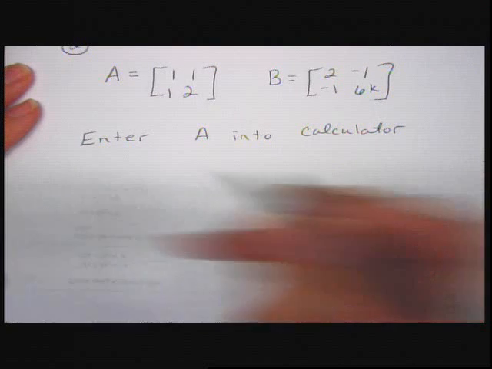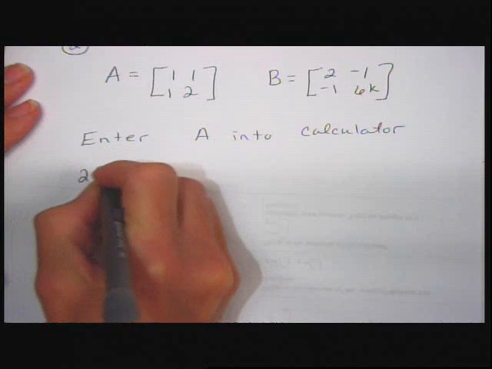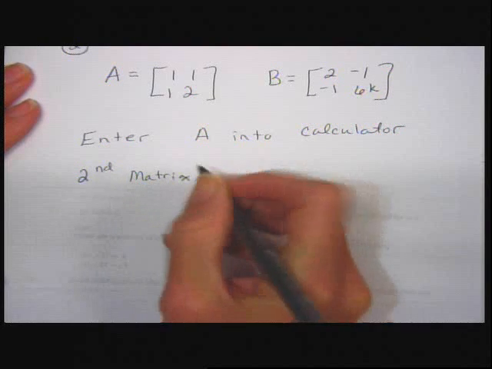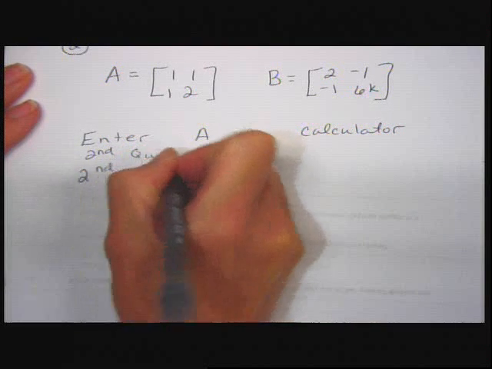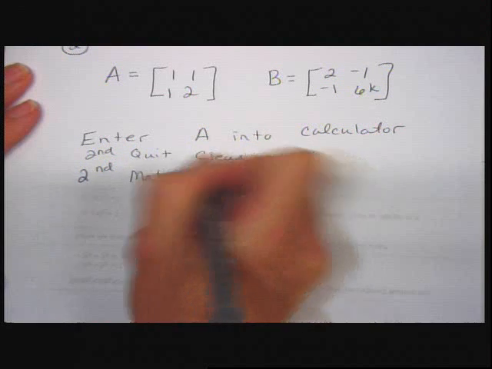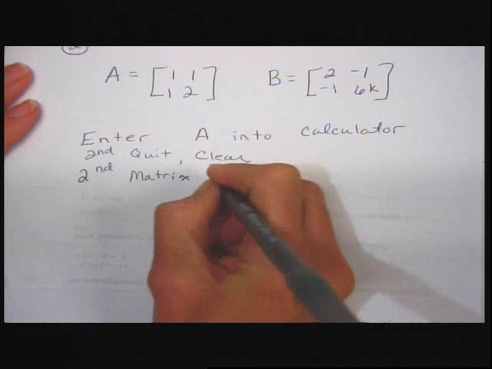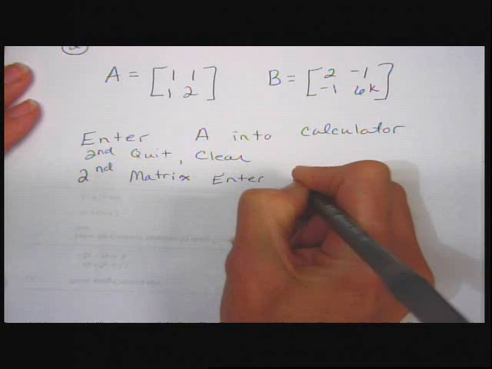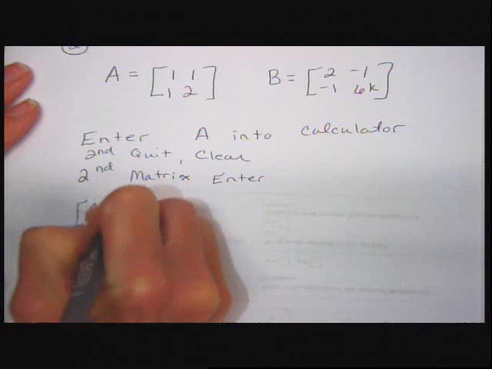Yes. Okay. And now what you're going to do is second matrix, and second quit first to get to the home screen. And just go ahead and clear whatever is in the home screen. And then do second matrix, and then just call A. So just hit enter, because A should be highlighted. And so you get back to the home screen, and you should have an A like this.